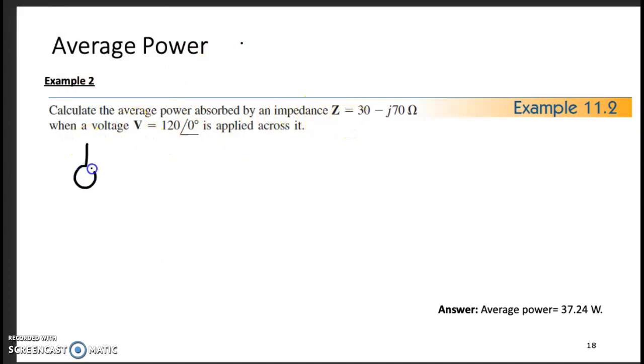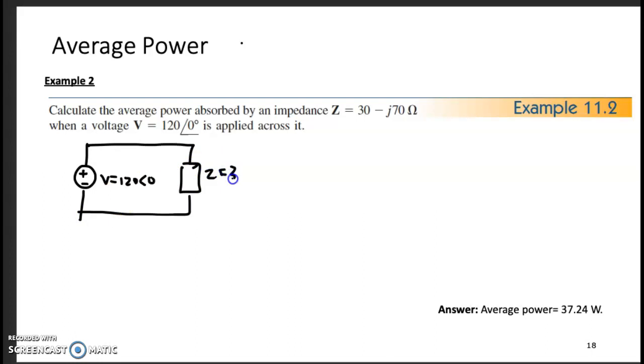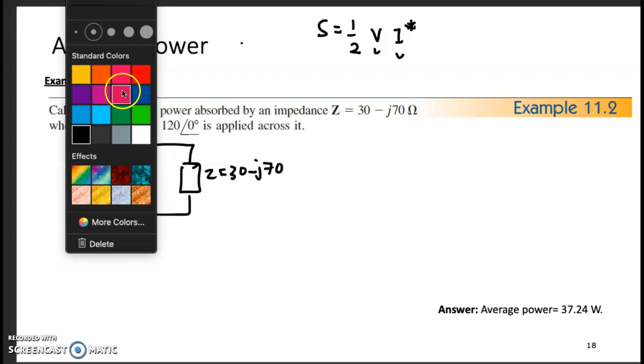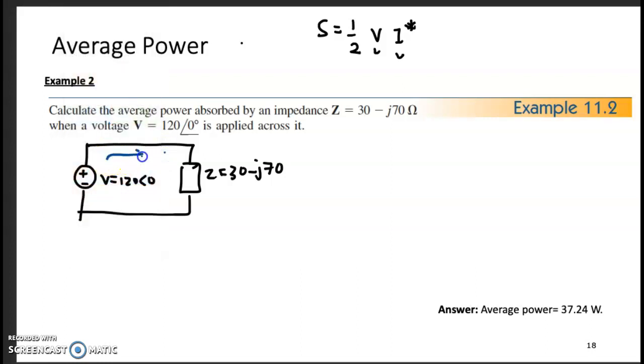Okay, now let's figure this out in a circuit. Your given V here is 120, the source, right? And you are given the load impedance here is 30 minus j70. In order for you to find the average power, you need to first find the complex power. So you need to find the voltage and also the current. What you need to do now is to find the current flowing here. So what is the current? It is V over Z. So just divide 120 angle 0 by 30 minus j70.